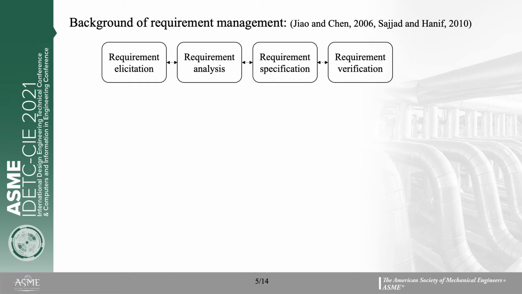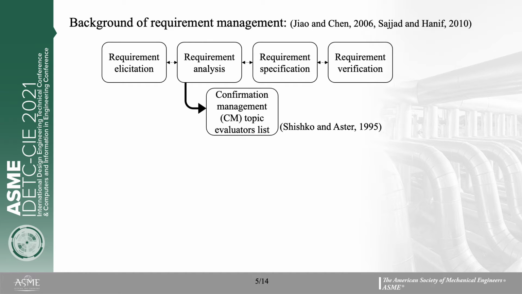Requirement management can be grouped into requirement elicitation, analysis, specification, and verification. Within requirement analysis, there is a branch concerning confirmation management. During this process, requirement engineers evaluate the changes and make modifications to the system as necessary. Since requirements are often the result of a collaboration among different teams, it can be difficult to identify all the impacts from an initial change across different domains.